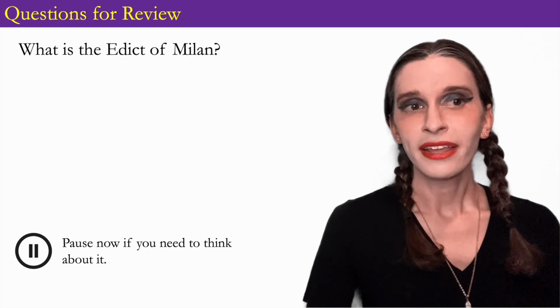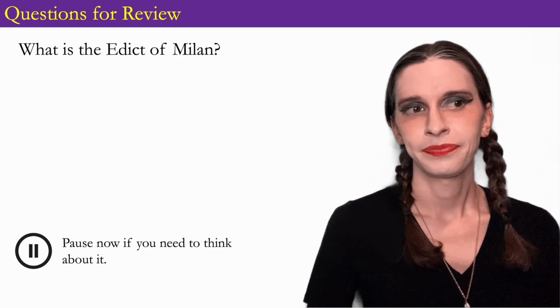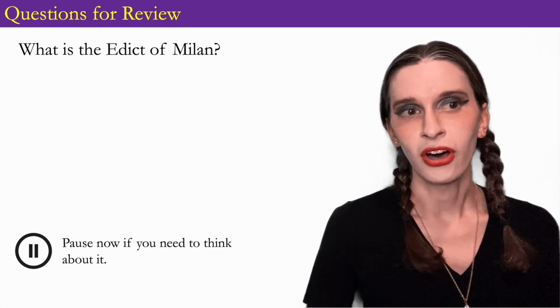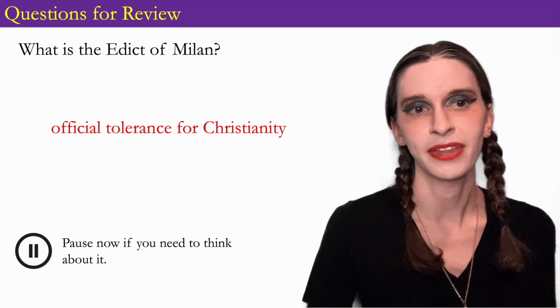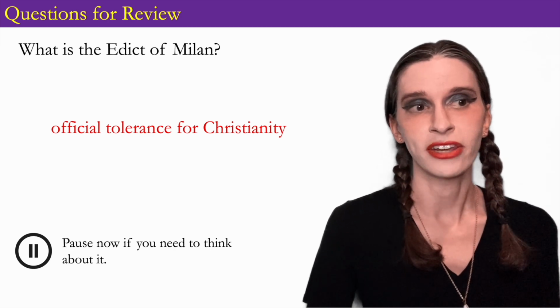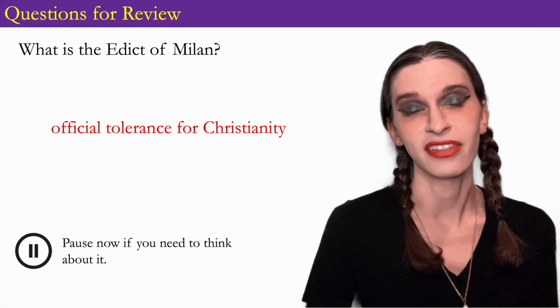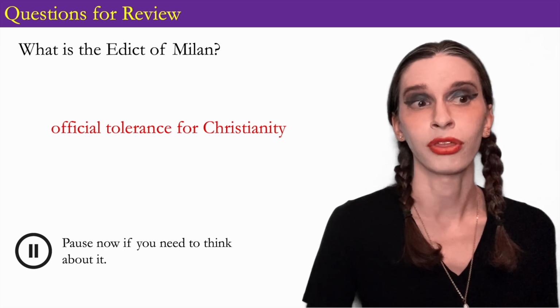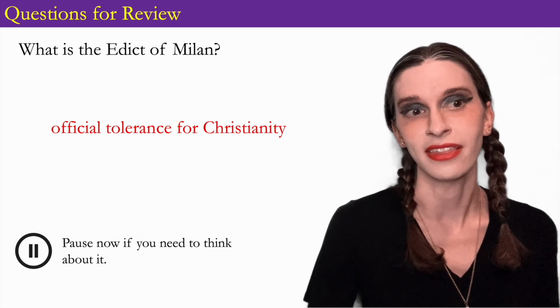Next, what is the Edict of Milan? The Edict of Milan is the famous joint declaration of Constantine and Licinius granting legal status to Christianity in 313. It only guaranteed Christians' right to practice. It did not make Christianity the state religion, which didn't happen until 380, decades after Constantine's death.